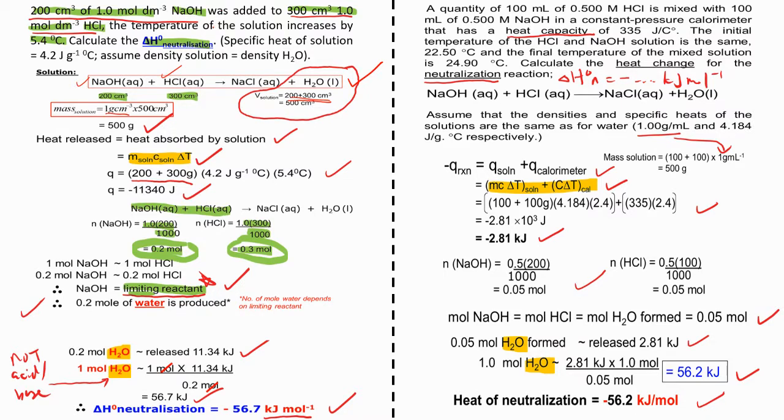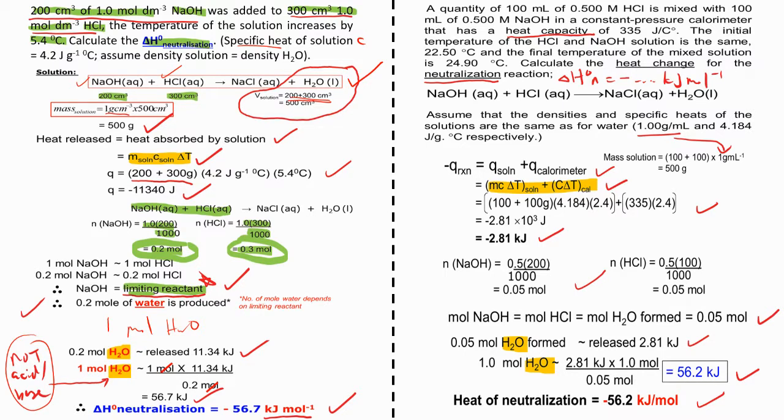Another thing: in the question, there is no heat capacity given, no capital C. There's only small c. Remember, once we have water, we can straight away write down mcΔT, and then substitution. And remember again, the heat released is not referring to 1 mole. Heat of neutralization refers to 1 mole of water, not acid or base.